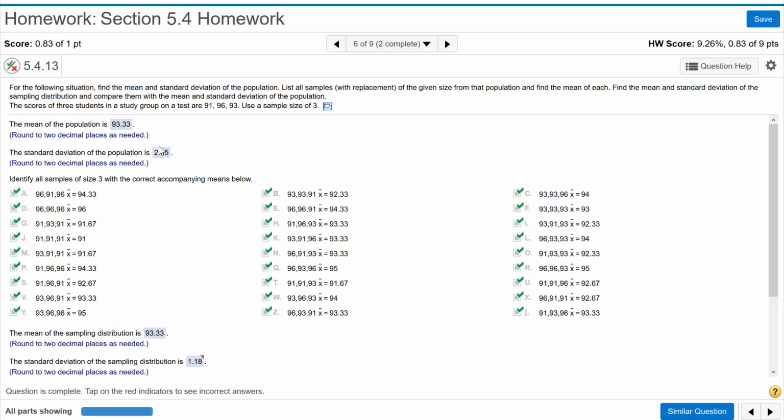And so the question then, we got that one. Hopefully that's taken care of. Hopefully you know that now. All right, identify all samples of size 3 and the correct accompanying means below.